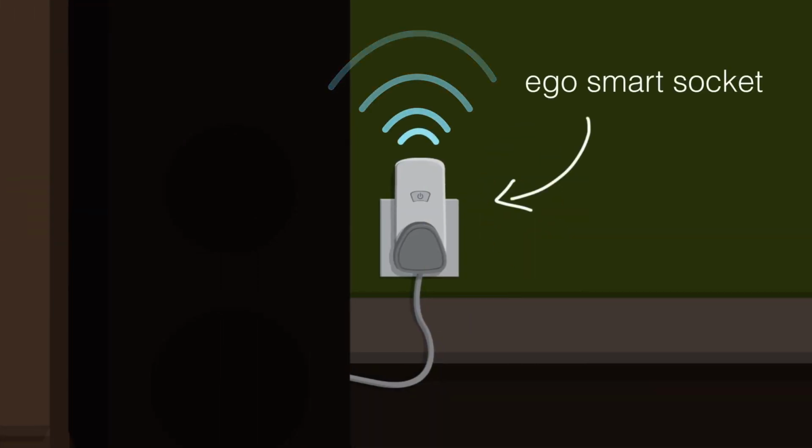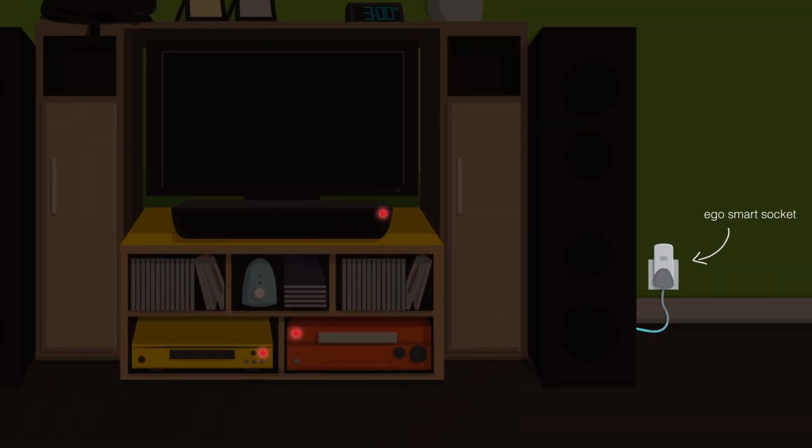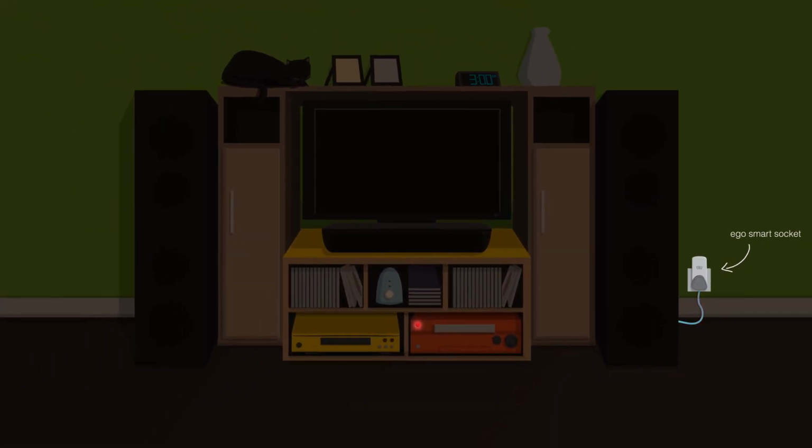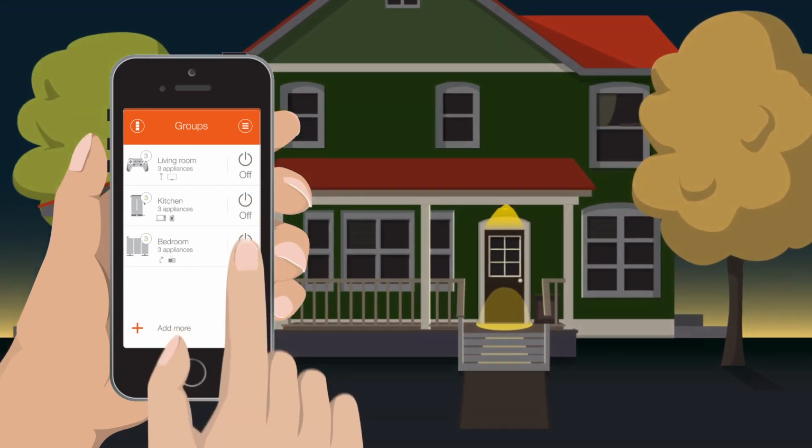The Ego will also save you money by automatically cutting the power to appliances that have been on standby for too long. The Ego makes your life simpler and helps keep your home safe and secure.